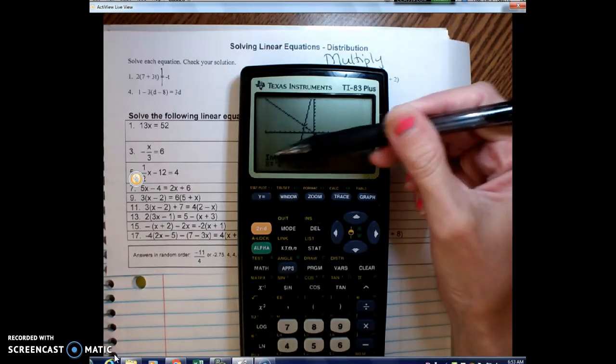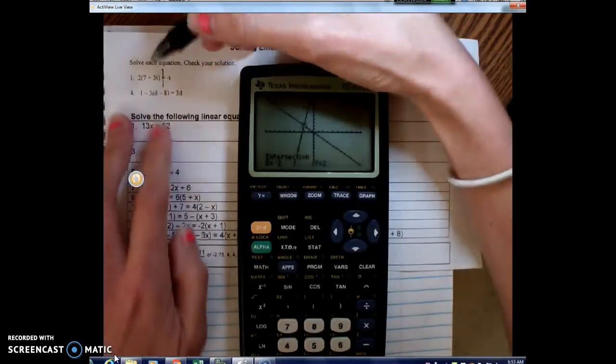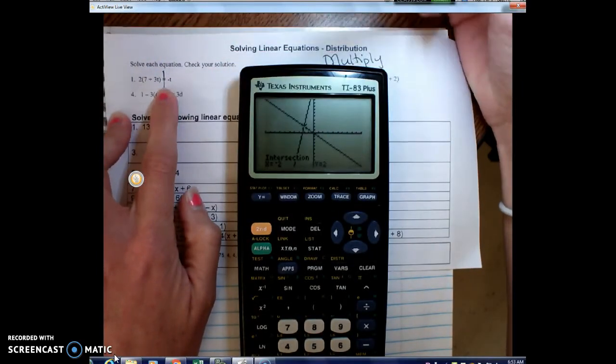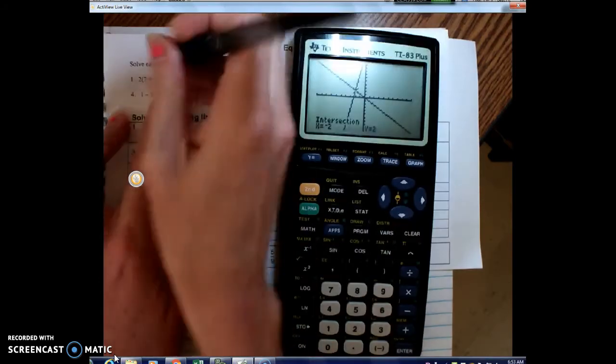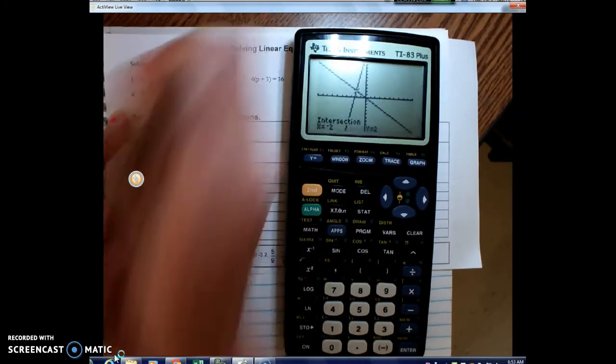So here what you're looking for is that x value. Remember we replaced our variable here with x in y equals, so we were trying to find that x value. So in this case, problem number 1, the answer would be x equals -2.